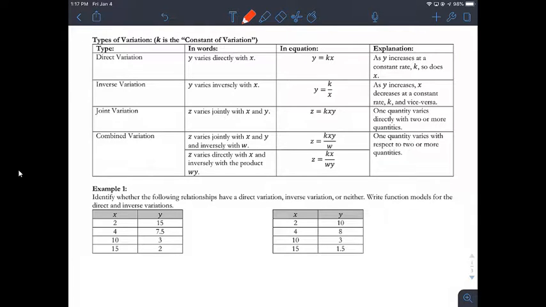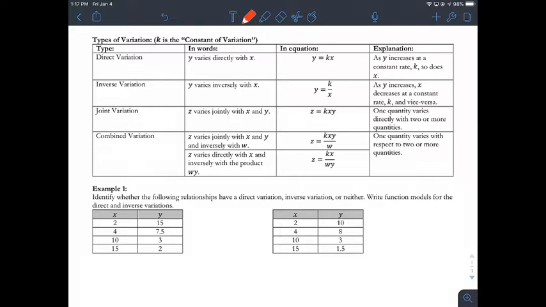All right, welcome to the 3.1 video review. Today we're going to be talking about types of variation. One thing you need to know before we begin is that we're going to be using a variable called k. This is really not a variable in the sense that it's not going to change like x and y. What it is, is a constant of variation. So once we determine what k is, it's going to allow us to figure out some stuff.